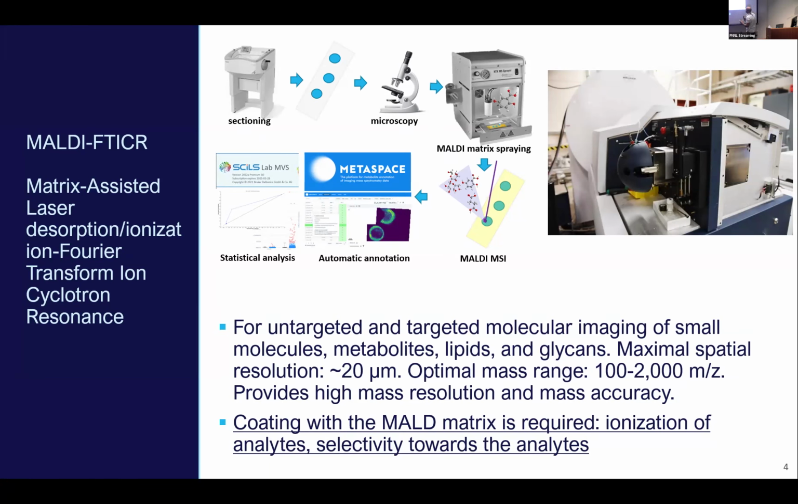Also, in MALDI mass spectrometry imaging, the optimal resolution that we use here is roughly 25 microns. Some other instruments we have right now can go even lower, like 5 micrometers. The optimal mass range in the commercial instrument that we use here, the FTICR, is from 100 to 2000 m/z. But we also have other instruments that I will not cover today, like the OHMR, that can analyze, for example, small proteins up to 20 kilodaltons in size.